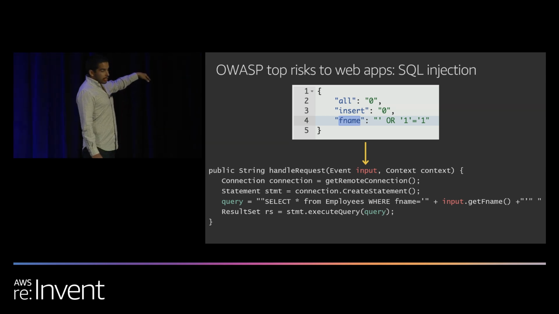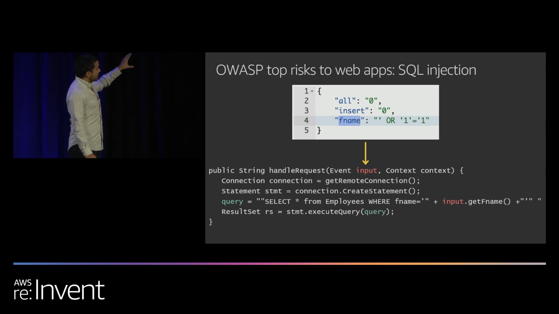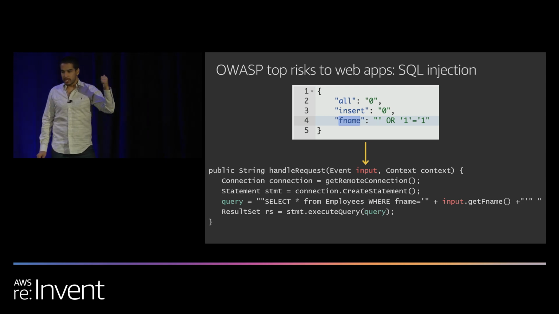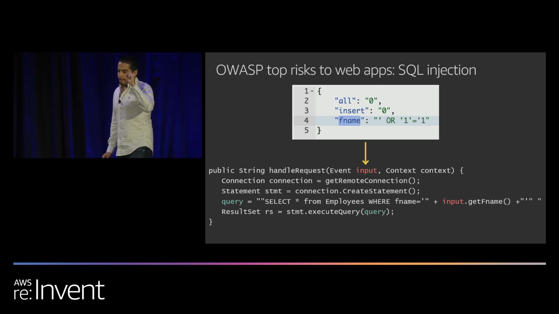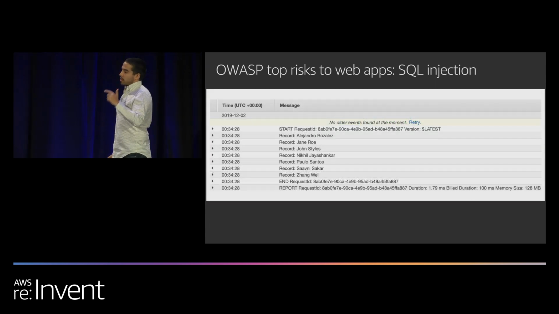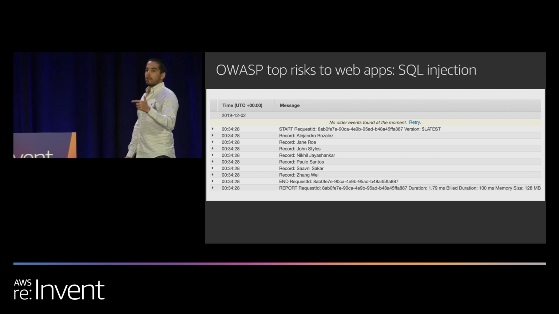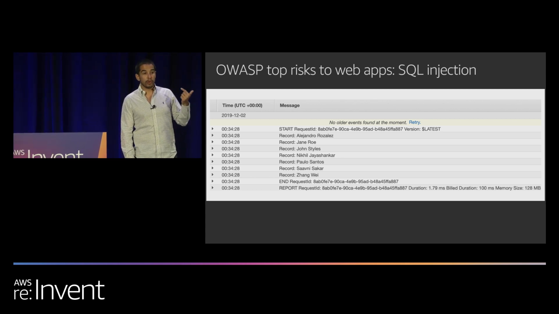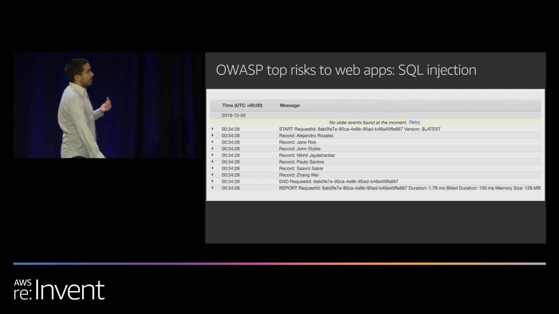So if you execute within your Lambda function using this very standard snippet written in Java, this is going to go undetected. And the result is going to be what we expected it to be. It's going to be pulling all of the employee records from the database.